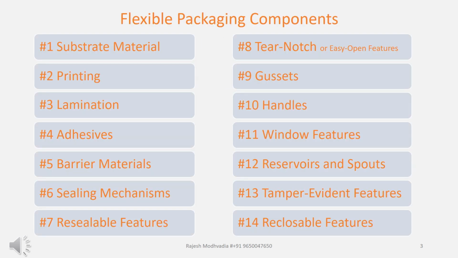Some of the common flexible packaging components are, as listed below: substrate material, printing, lamination, adhesives, barrier materials, sealing mechanisms, resealable features, tear notch, gussets, handles, window features, reservoirs and spouts, tamper evident features, reclosable features.